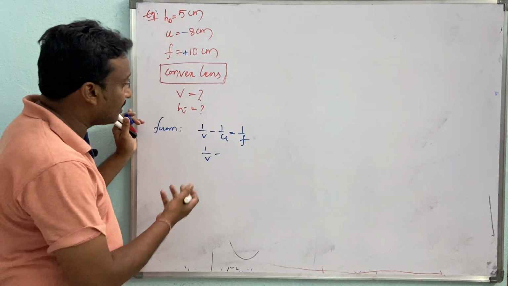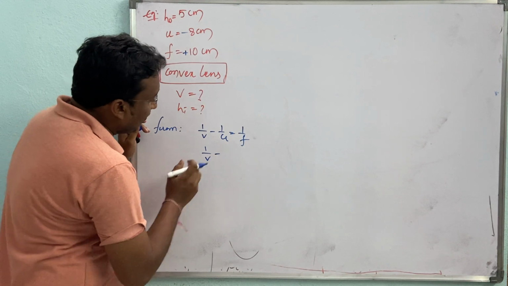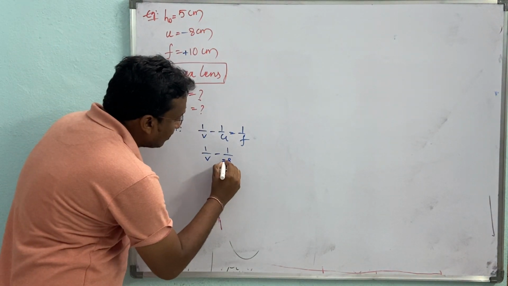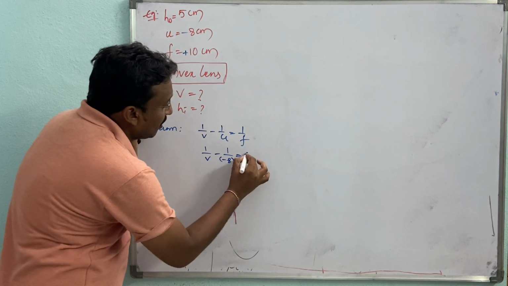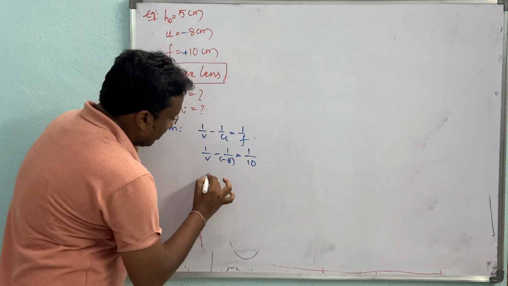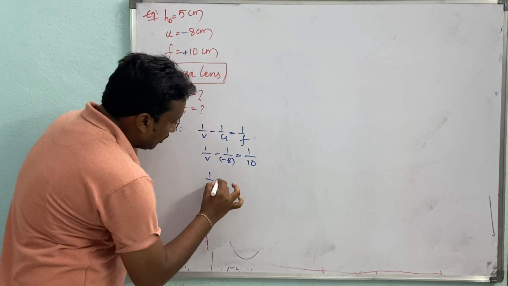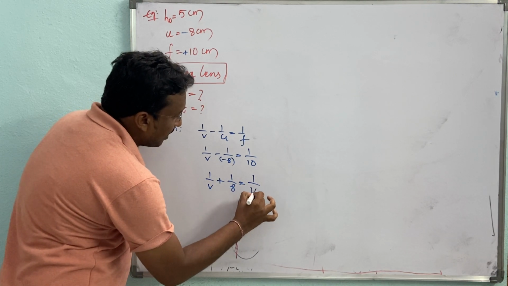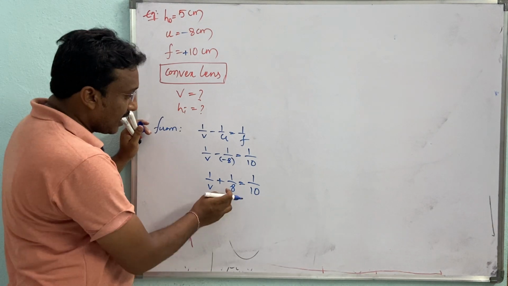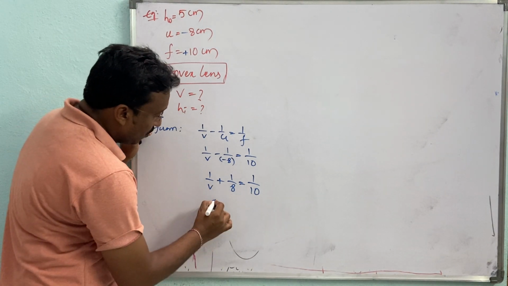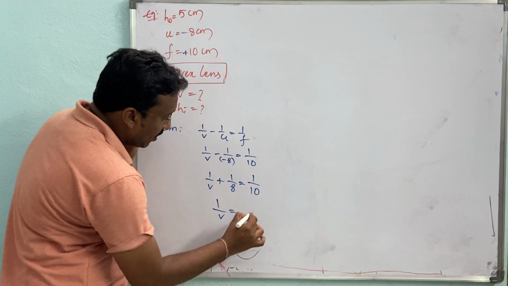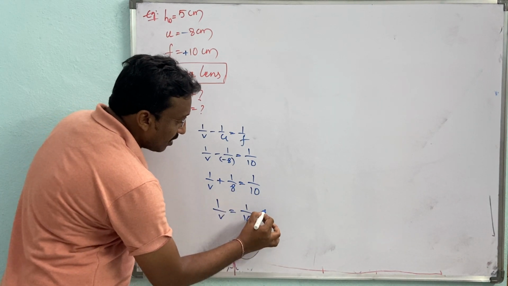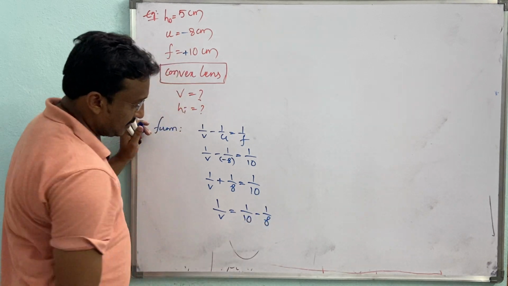Got it? Right. Then 1 by v minus 1 by u equal to 1 by f. Here u is minus 8, so minus of minus 8 equal to 1 by 10. So 1 by v, minus into minus plus 1 by 8, that's equal to 1 by 10. Right? I want the v value, so 1 by v equal to 1 by 10 minus 1 by 8.